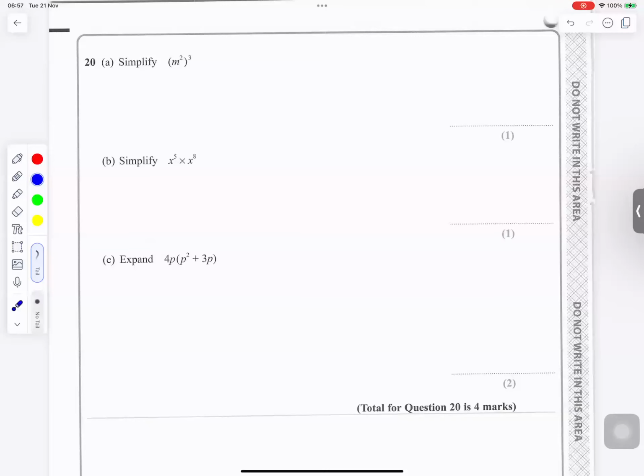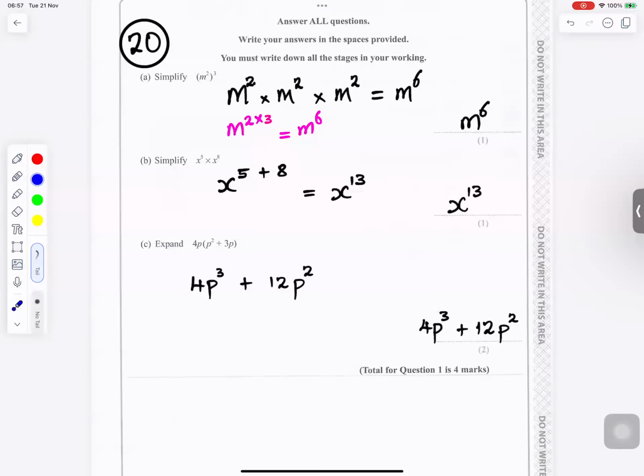Question number 20. M squared and M cubed, it means you have 3 of them. So 2 plus 2 plus 2 is 6. Or you do 2 times 3 is 6. So it's M to the power 6. You add the 2 powers, 5 plus 8 is 13, because the base is the same, x and x.